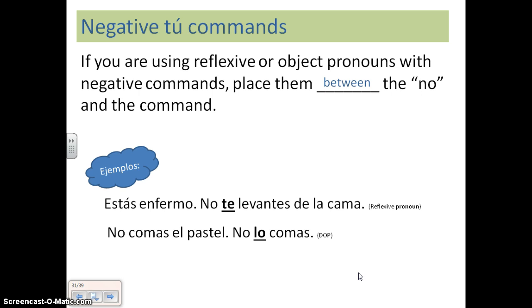That's a reflexive pronoun. No comas el pastel. El pastel is something I'm going to change for lo. When I do, I stick that lo between the no and the command. That's an example of a direct object pronoun.